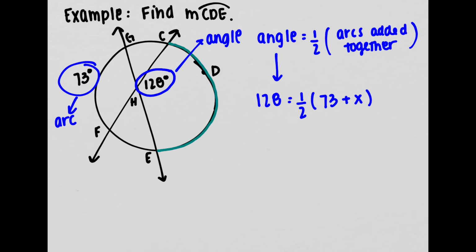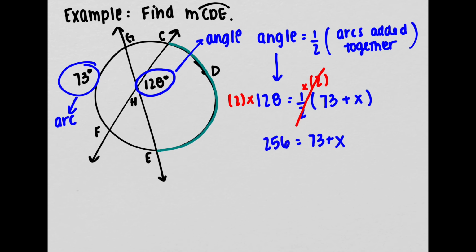Now to get rid of that 1/2, you can distribute it if you want, but I think the easiest thing is to multiply both sides by 2. When I do that on the right side, it actually cancels this whole fraction out. And I'm left with just 73 plus X. On the left side, I have 128 times 2. And whenever I do that, I end up with 256 on the left side.